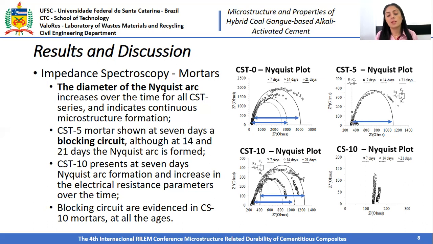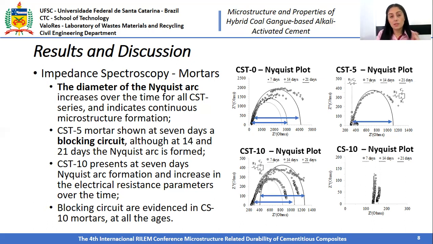The delayed appearance of the higher frequency arc is evidence that the capacitive behavior is related to microstructure changes during reaction processes. Therefore, the CST10 presented the formation of a capacitive loop at all ages. This behavior may indicate the influence of calcium addition on alkaline reaction. The CS series presents a blocking circuit at all ages, which indicates that the particles were not sufficiently reacted with alkali cations. The intervals between particles may be filled with electrolytic solution, and a capacitive loop was not displayed in the Nyquist plot. At early ages of reaction time, the rigidity of the microstructure is too low to detect capacitive behavior due to its geometric effect.